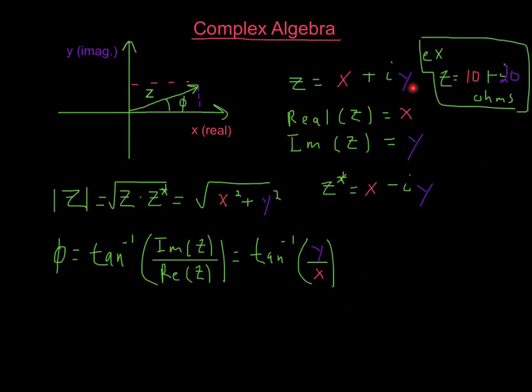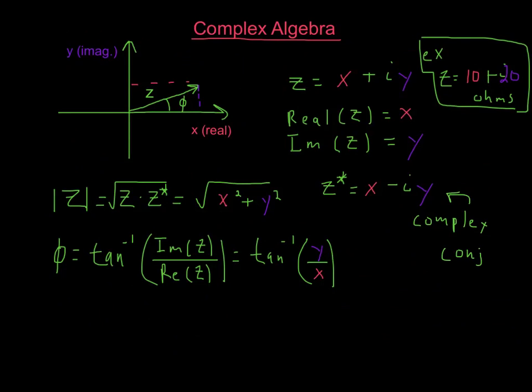If we want to know the magnitude of z, or any number for that matter, it's just the Pythagorean theorem, right? The length of this is going to be the hypotenuse, so it's just going to be x squared plus y squared, under a square root. There's another significant way to represent that, and that would be z times z star. Z star is the complex conjugate.